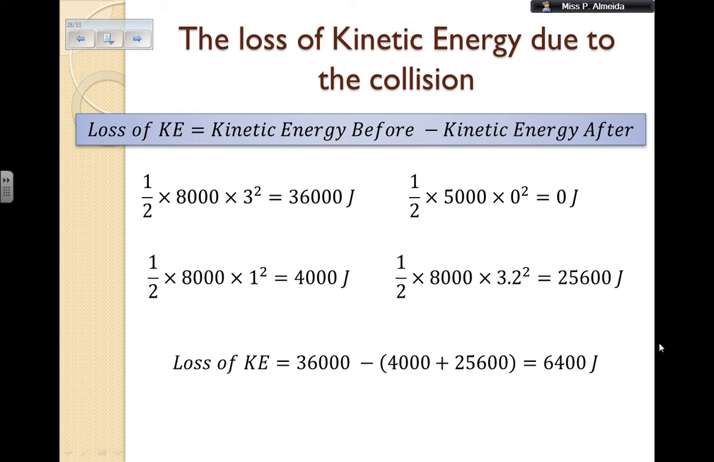So that is it for today on elastic and inelastic collisions. I'm going to add the link into the description.